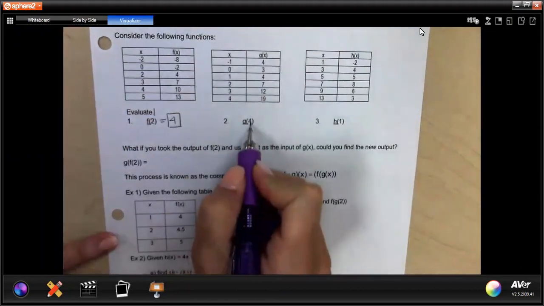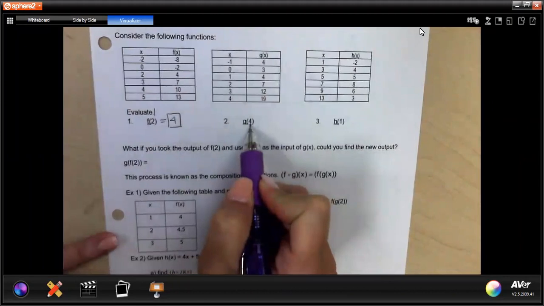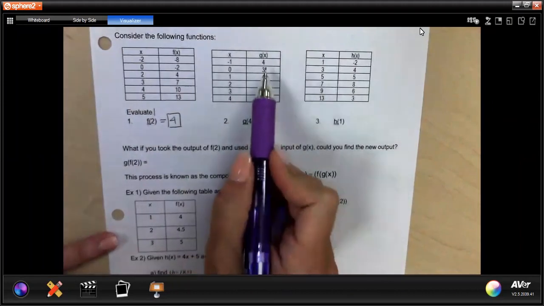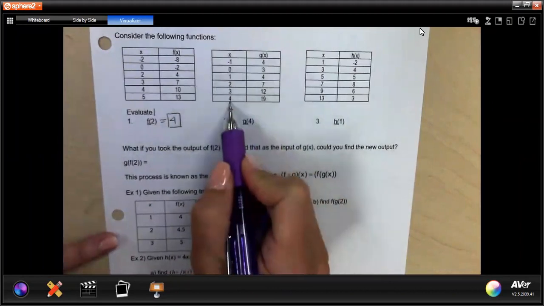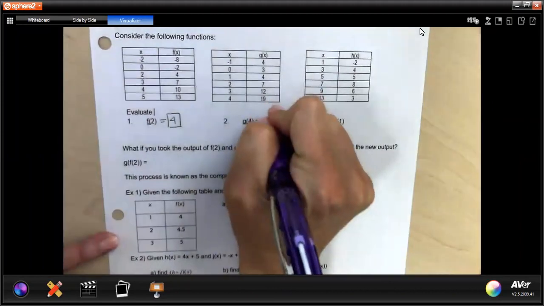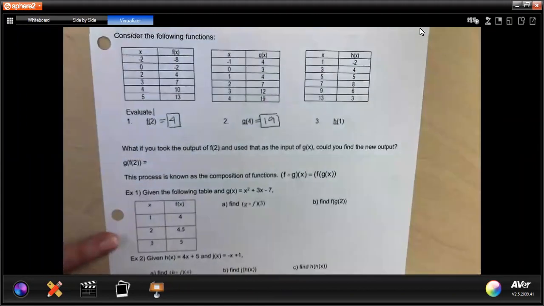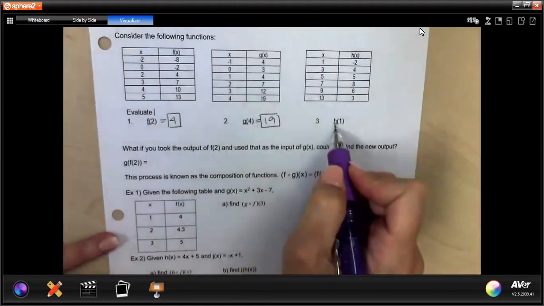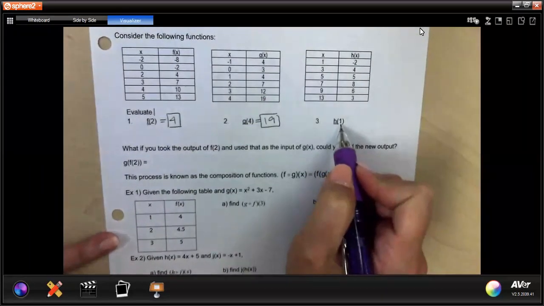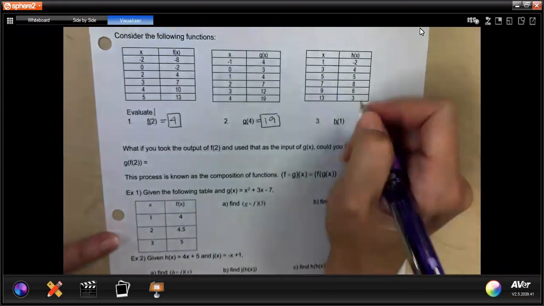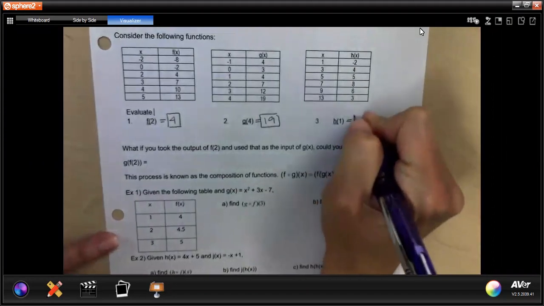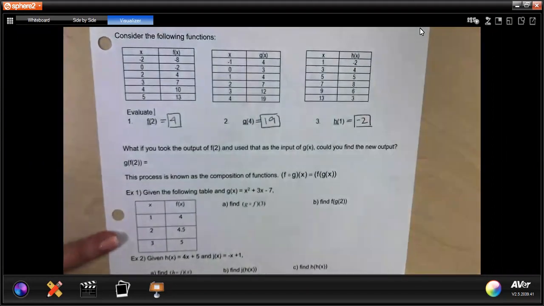For g of 4, it's telling me my input is 4 in the g function. So I would use the g function, which is the second table, go to 4, and my output value is 19. And then for the third one, h of 1, my input is 1 in the h function, so I go to the 1 and my output is -2. That's how we use that function notation.